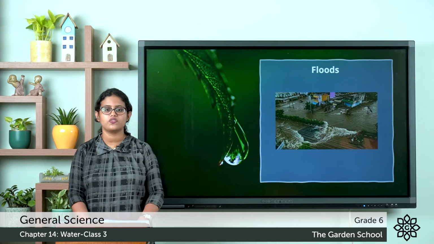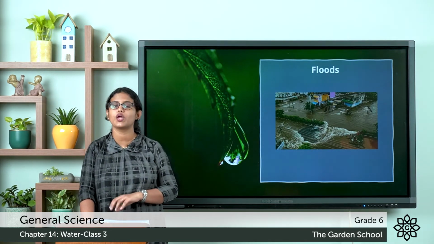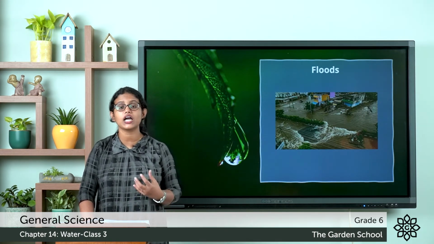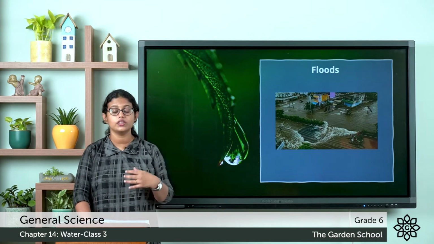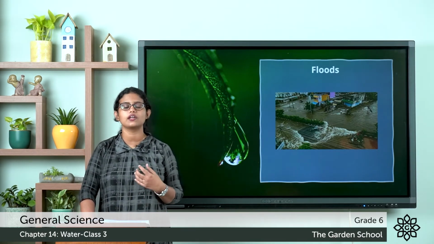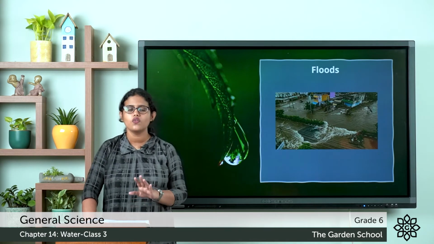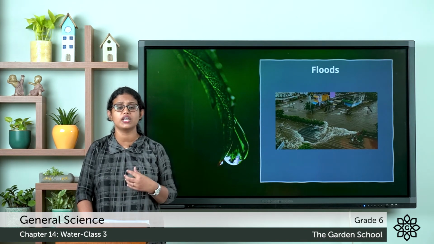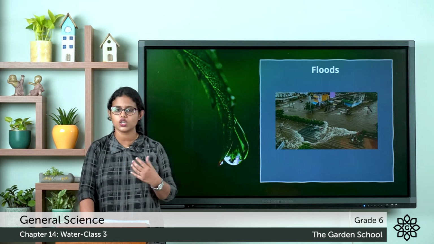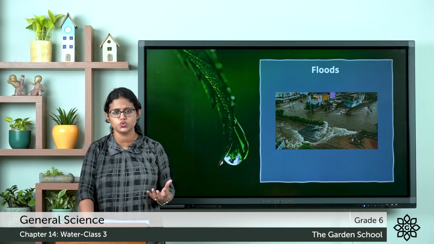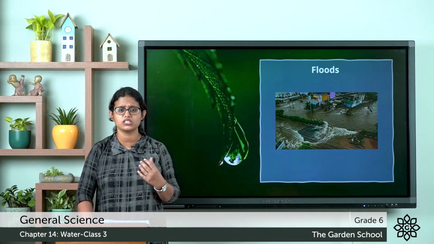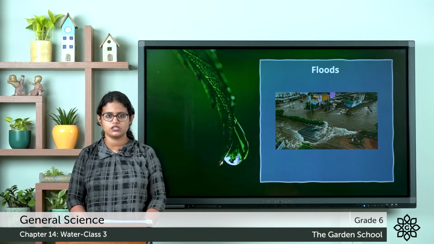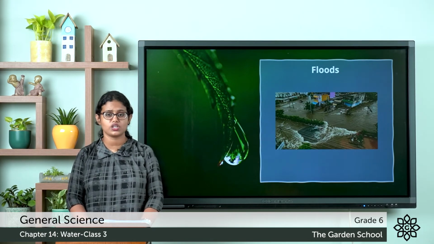The next is about floods. When a region gets rainfall continuously, what happens to the rivers, lakes and ponds? They get filled with water. The water then overflows and it can result in a flood. A flood can damage the properties of human beings. It can even affect the lives of human beings. It not only affects human beings, it can cause damage to animals, plants, etc. So we can say it can cause damage to all living things. It can cause waterborne diseases like typhoid, cholera, etc.